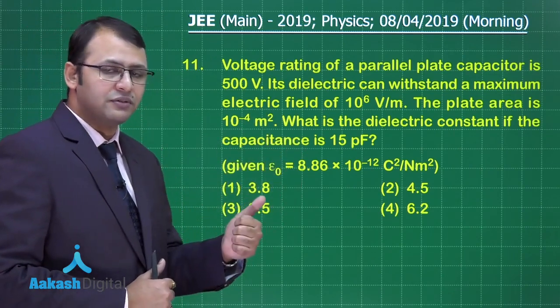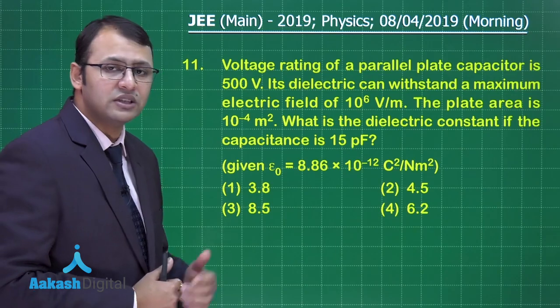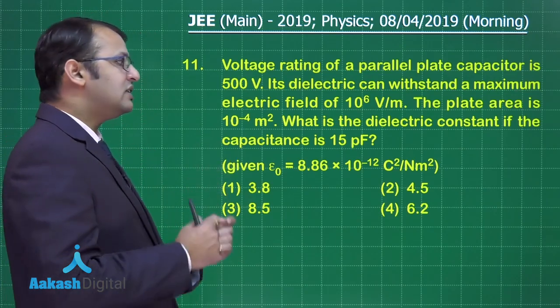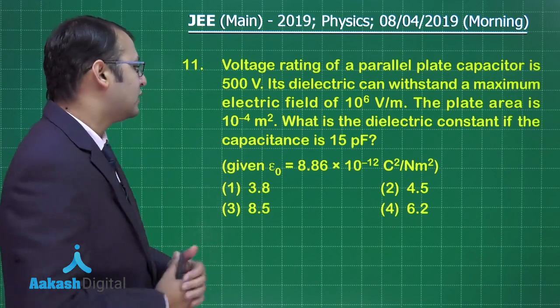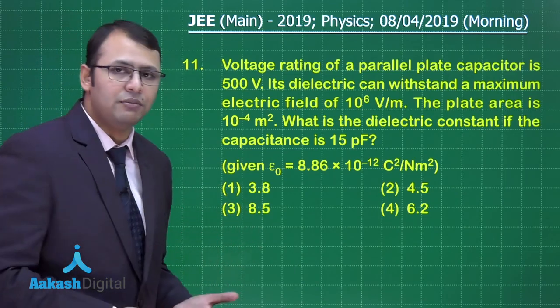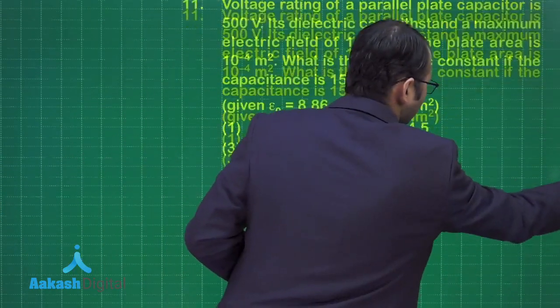So the potential difference between the plates has been given to us and the electric field is given to us. The plate area is this. What is the dielectric constant if the capacitance is 15 picofarad? Pretty simple formula based question. Let's start with the solution.